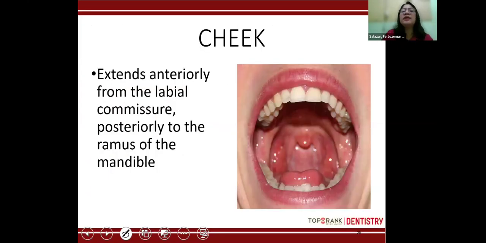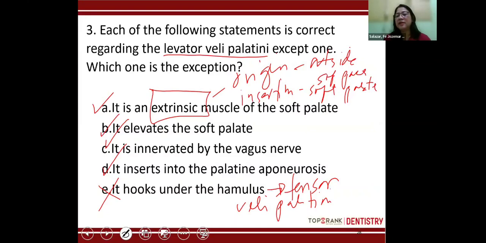Okay, now lateral boundaries of your oral cavity, cheeks. This extends anteriorly from the labial commissure, posteriorly to the ramus of the mandible. Okay, so that's our cheeks. Now, number 3 is E. It hooks under the hamulus.